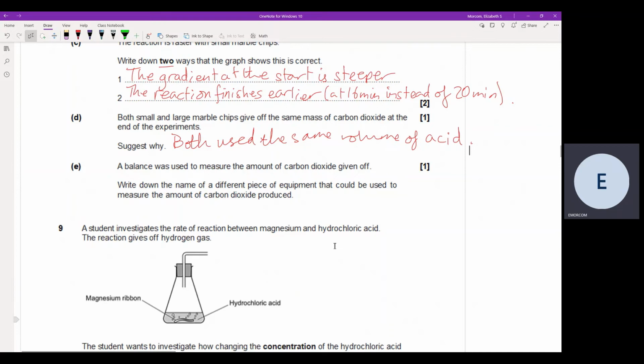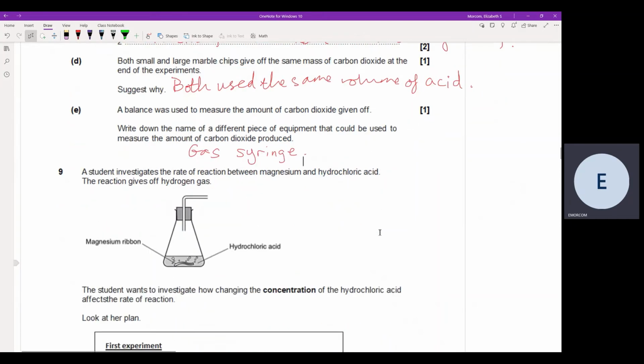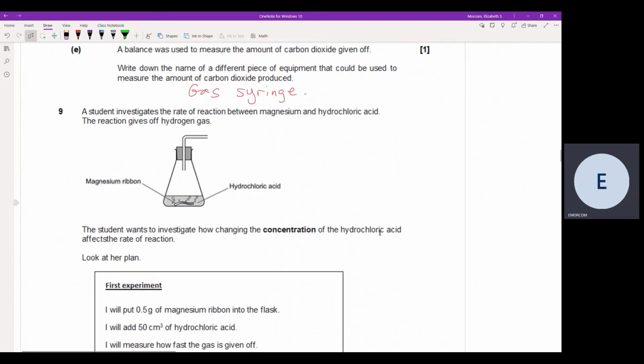Then part E, it says a balance was used to measure the amount of carbon dioxide given off. Write down the name of a different piece of equipment that could be used to measure the amount of carbon dioxide produced. So carbon dioxide is a gas, therefore we could also have used a gas syringe, and the spelling of that is SYRINGE. So be careful with your spelling. It's easy to get the Y and the I mixed up or the wrong way around.